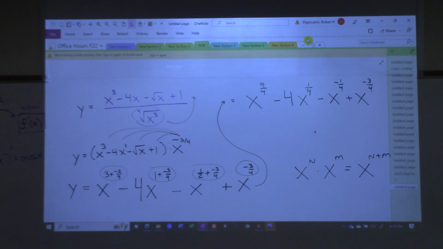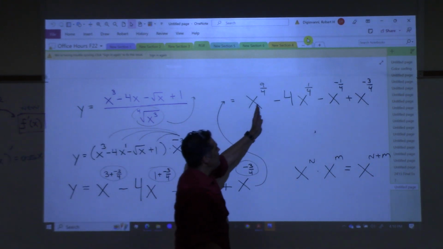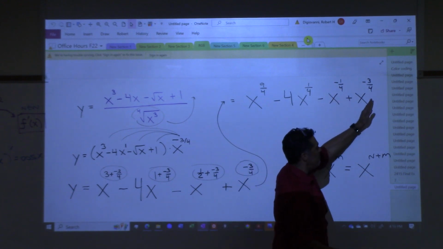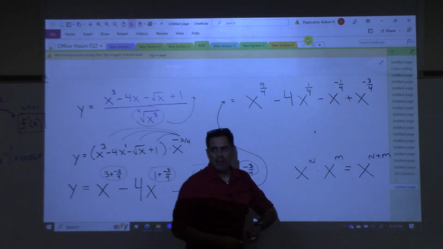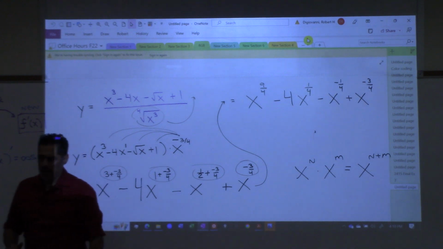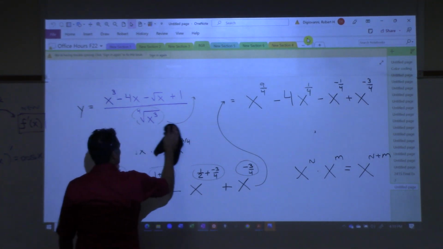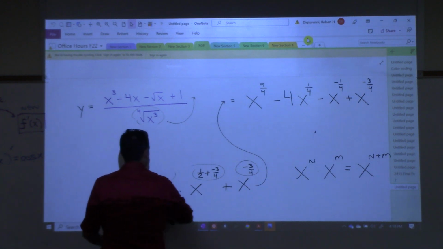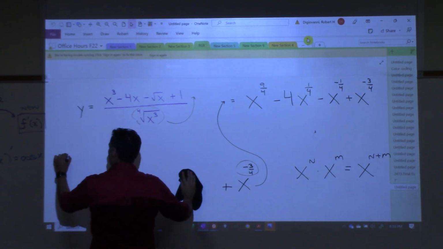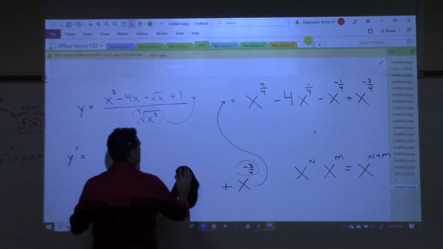Now can I take the derivative? Yes. Because I have something minus something minus something plus something, so I can do them individually, and I can just do power rule on each one. So more fun with fractions now. Here we go.